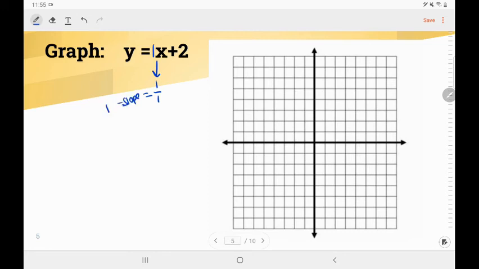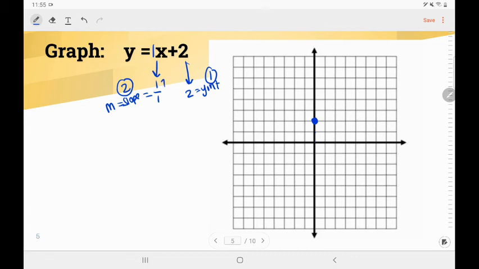We also call it oftentimes m. So if you ever see m equals, that's what it's referring to. 2 is my y-intercept. Remember, I always graph my y-intercept first and my slope second. So to begin with, y-intercept. To get to my y-intercept, I always start at the center. It's a positive 2, so I'm going to move up 2 and plot my point.